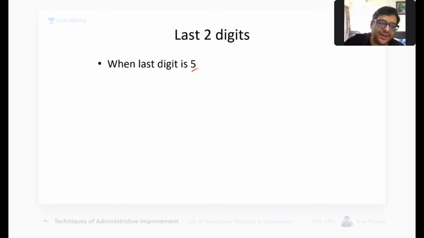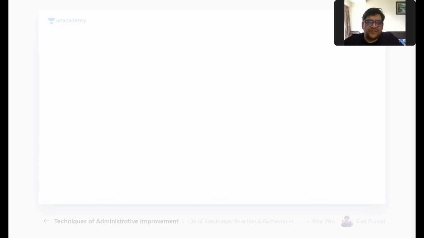When the last digit is 5, you can get only two scenarios for the last two digits. What are those two scenarios? Either it will end in 25 or it will end in 75. These are the only two possible solutions for the last two digits when the last digit is 5. Let me take an example for this. Once again, Saloni, Kritika, I will ask you to give me a number which ends in 5 raised to any power.